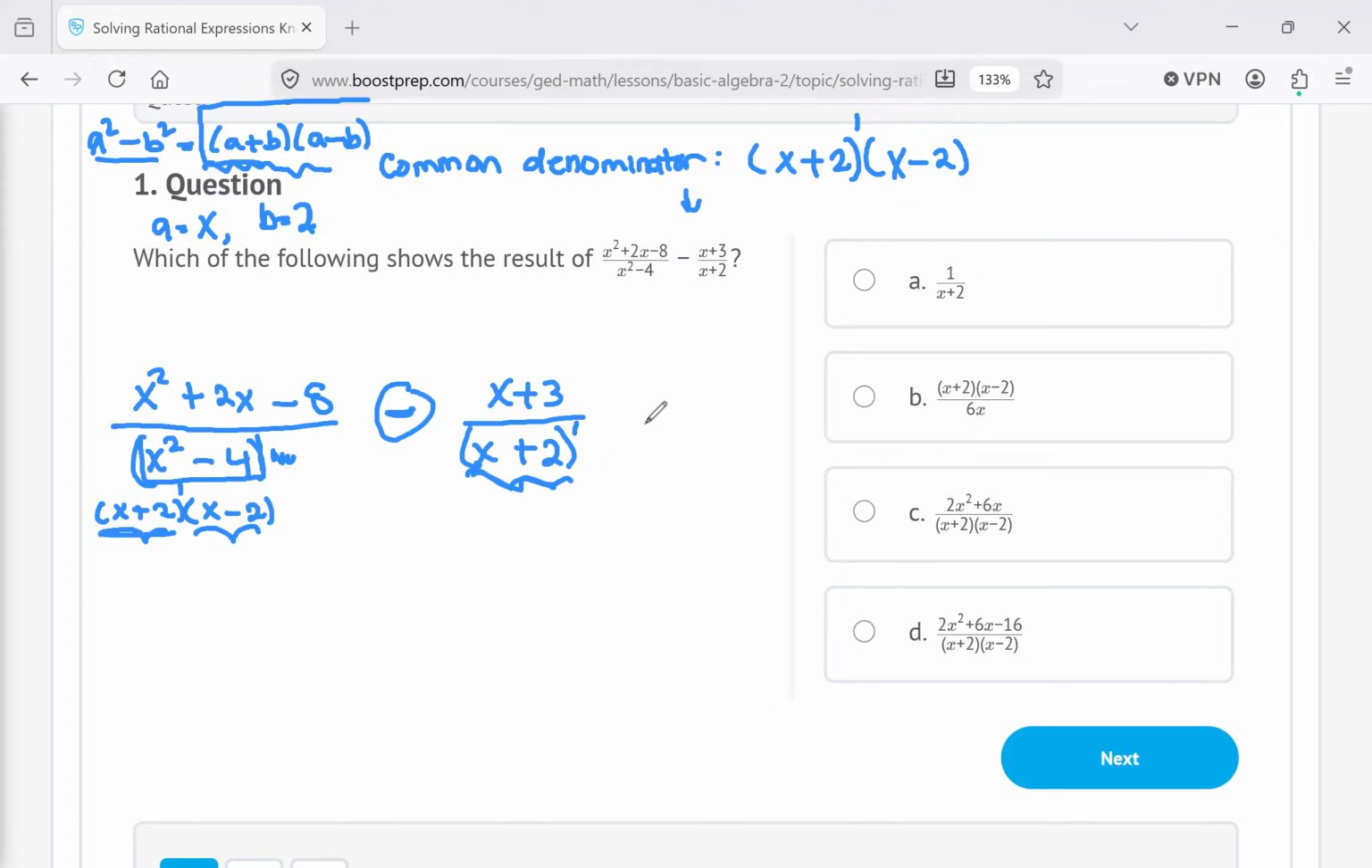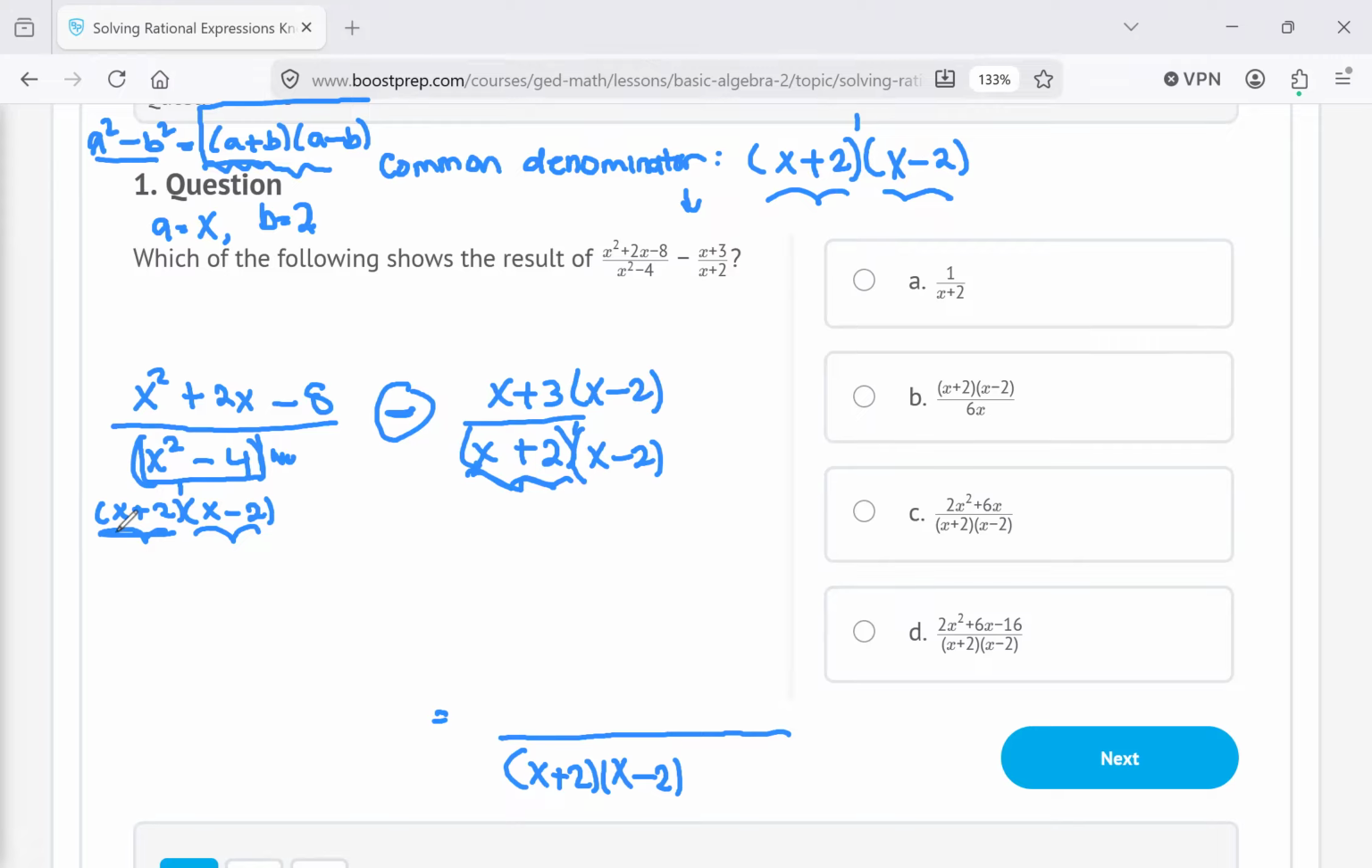Okay, if you know your common denominator, you could just put your common denominator on the bottom, right? X plus 2, x minus 2. Don't worry about it, you'll see. Now over here, x plus 2, what are we missing to get our common denominator? Well, we already have an x plus 2, so we're missing an x minus 2. So you're going to multiply top and bottom by x minus 2.